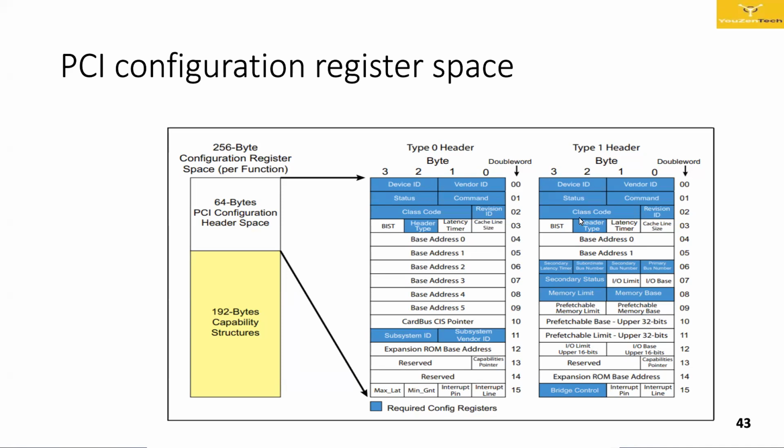If the first 7 bits are 0, it is type 0, which means your function is an endpoint. And if the header type value is 1, let's say you read it and get the value 1, that means it is type 1. The function is not an endpoint, it is a bridge. Okay, this is important.